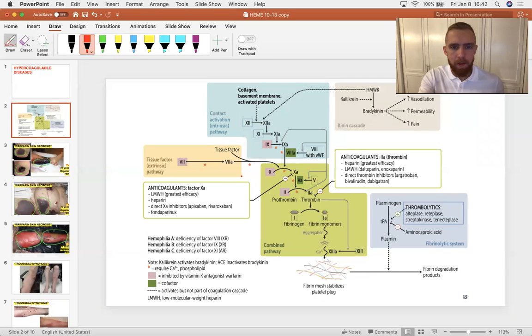Right here, left side of the screen, look at this. Tissue factor activating factor 7, leading to the activation of factor 10. So the more tissue factor you have in the bloodstream, the more you're going to be clotting.